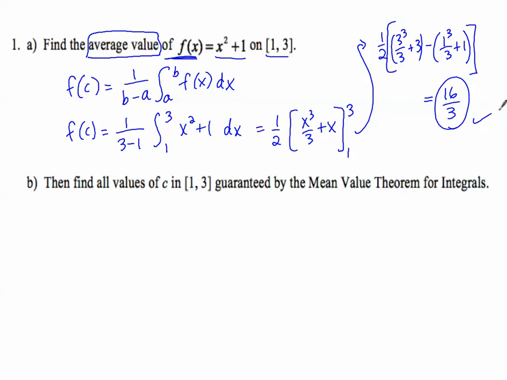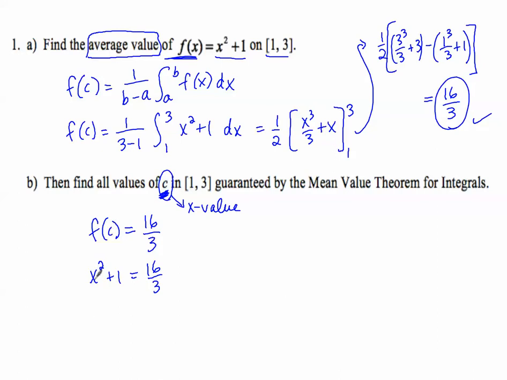If we take this a step further, then find all the values of c, so find the x value guaranteed by the mean value theorem for integrals. Well, remember, that's the x value that goes with that y value. So if I just found that f of c equals 16 thirds and I want the c, that basically is saying find the x value such that the y value is 16 thirds. So the function is x squared plus 1, x squared plus 1 equal to 16 thirds. We're looking for that x value. c is that x value.